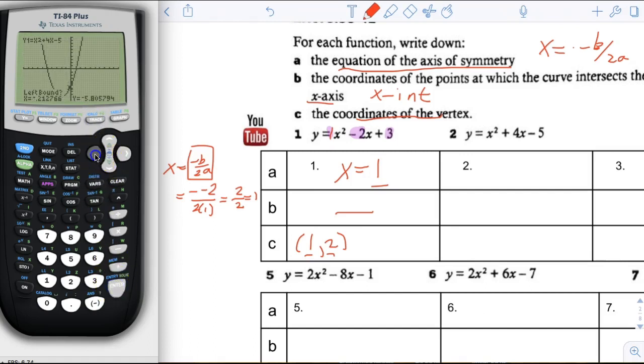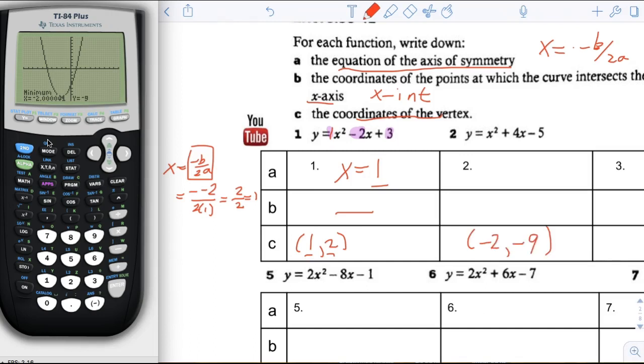And then we're going to move the left bound. We're going to move the arrow to the left side of the vertex. We're going to hit enter. We're going to put the cursor on the right side of the vertex, and we're going to hit enter again. And then the guess can be anywhere, but we'll just hit enter. And we can see that the answer is negative 2.00001, negative 9. But we know that negative 2.00001 is the calculator's way of saying negative 2.00. So it's negative 2, comma, negative 9. So the vertex here is negative 2, comma, negative 9.